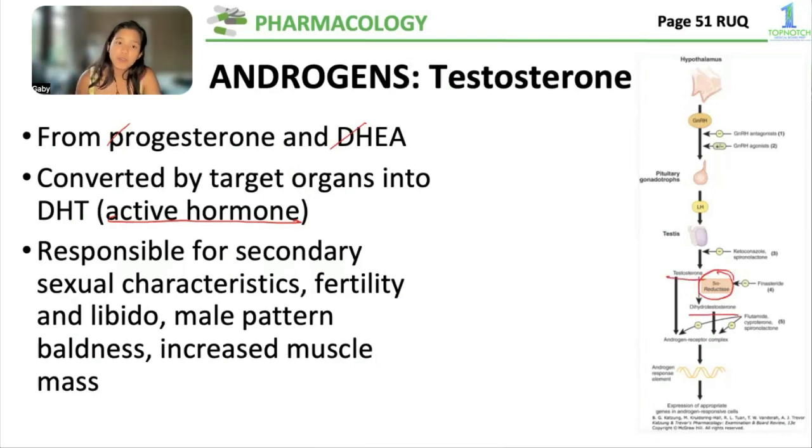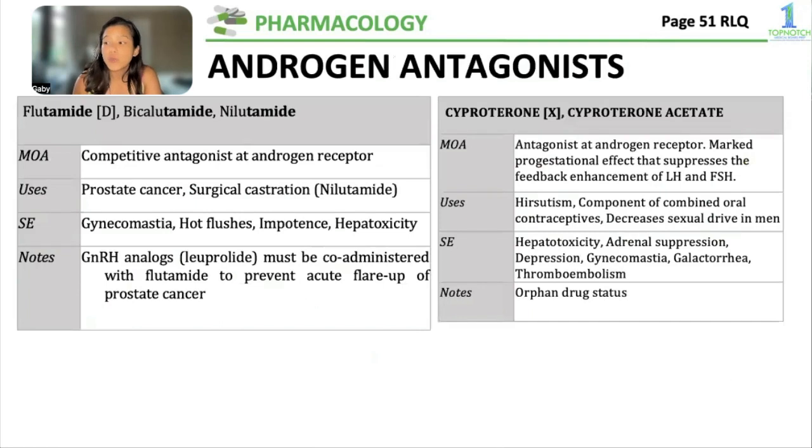So they are responsible for the secondary sexual characteristics of males. They are responsible for fertility and libido of males, but they also cause things like male pattern baldness, enlargement of the prostate gland, and they also cause increased muscle mass, of course. So we have antagonists of androgens, specifically your flutamide, bicalutamide, and your nilutamide, which are competitive antagonists at your androgen receptor. So of course, we would use that for prostate cancer because prostate cancer is androgen responsive.